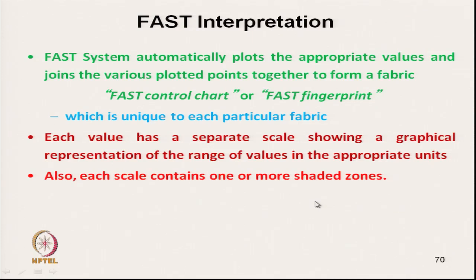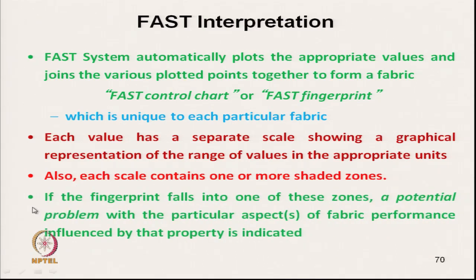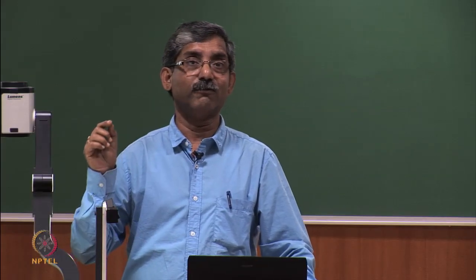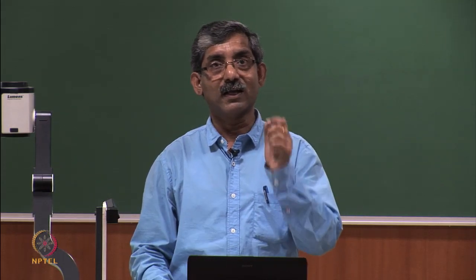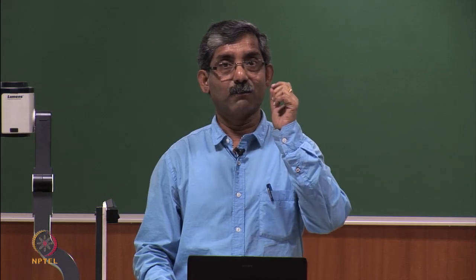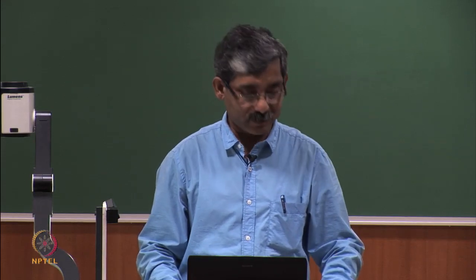Also, each scale contains one or more shaded zones. These shaded zones show the extreme point or defect point. If the fingerprint falls into one of these shaded zones, a potential problem with the particular aspect of fabric performance influenced by the property is indicated. So, if the fingerprint comes within that shaded zone, that gives us the indication that there will be some problem in the fabric characteristics.